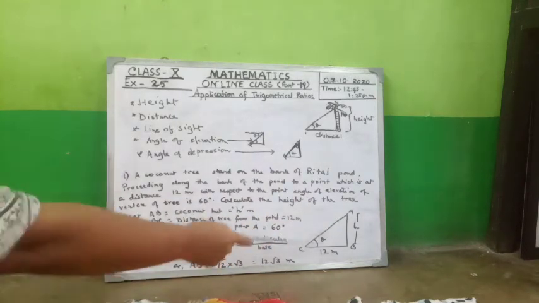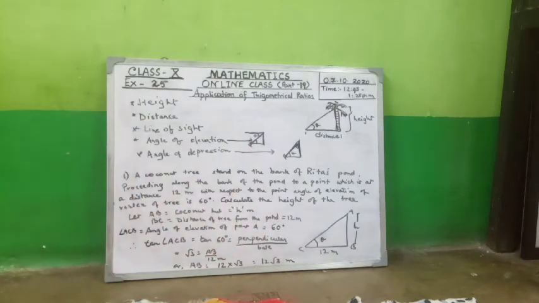Now look, it has created a theta over here. Theta means angle. What angle? The angle of elevation, because we are looking up at the coconut tree. So let AB be the coconut tree, and we call the height h meter.